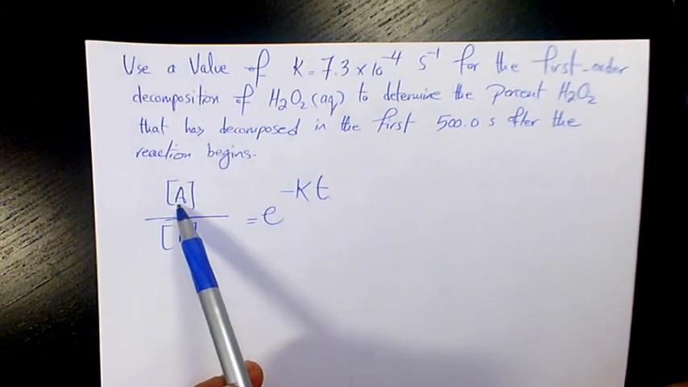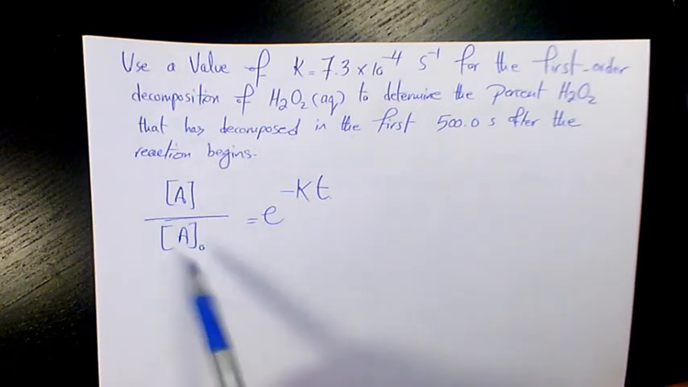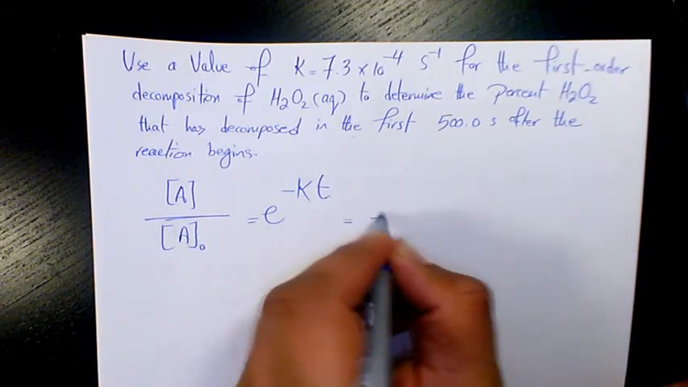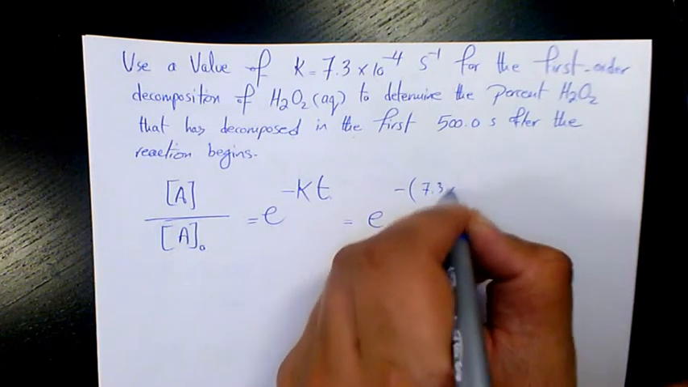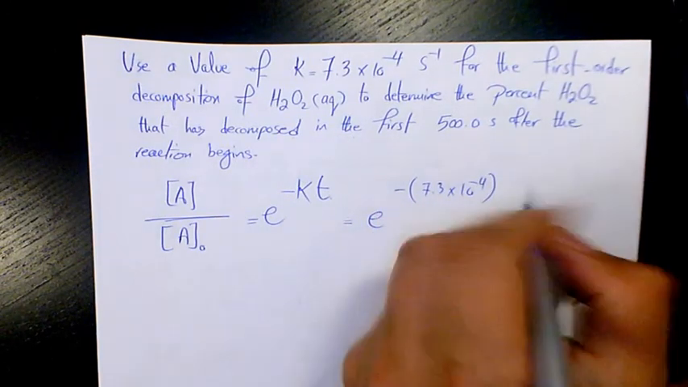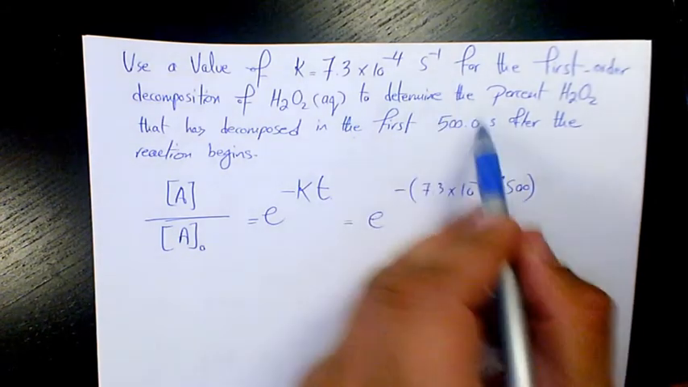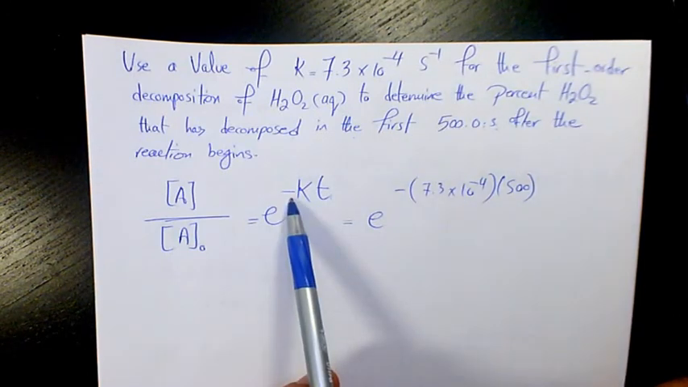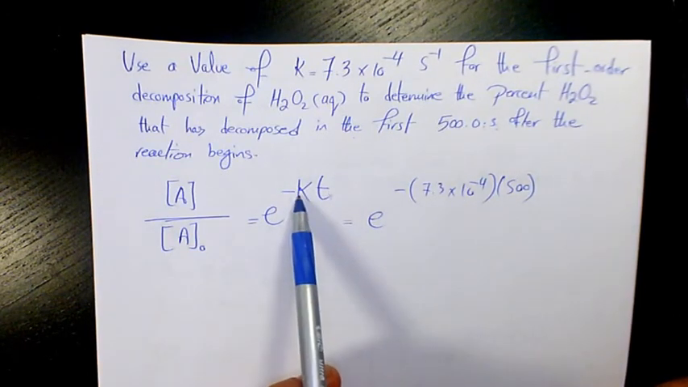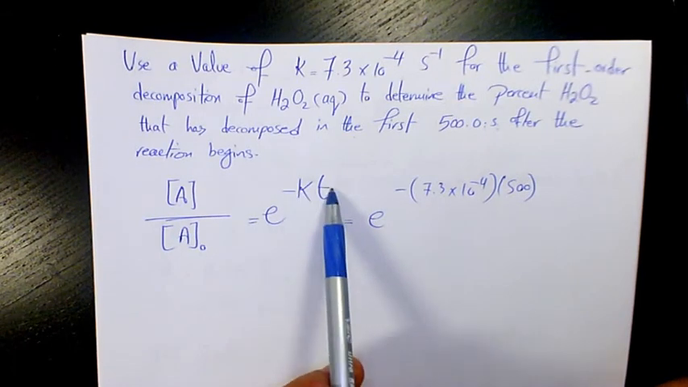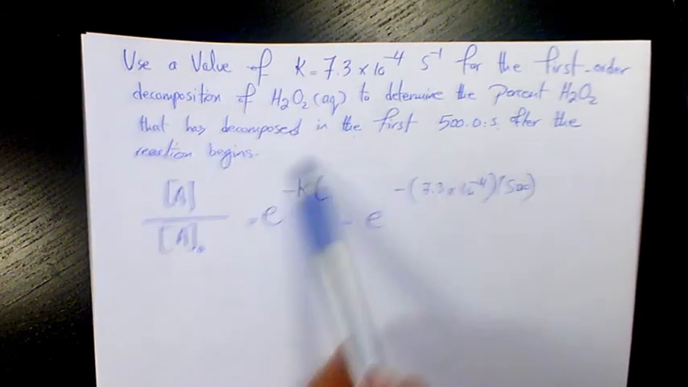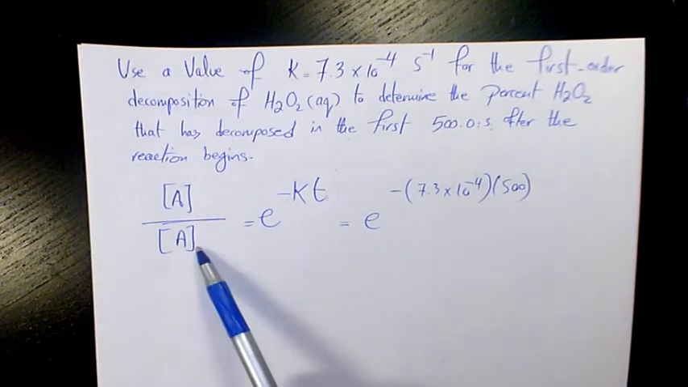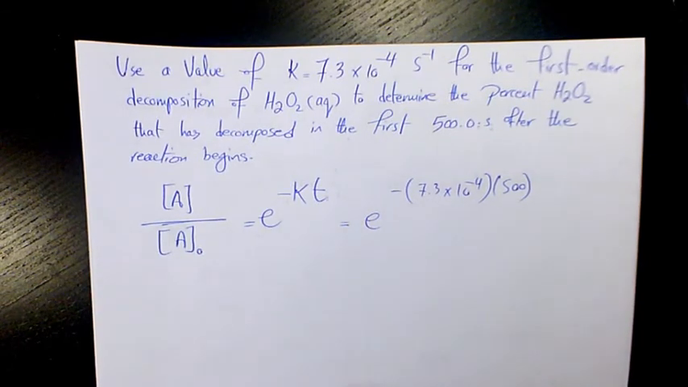This A is showing the remaining concentration. You need to find out the difference, and based on that we can find out the percentage. So that's going to be e to the power of negative, K is given 7.3 times 10 to the power of negative 4. Time is given, which is 500. You need to make sure that the units match. If this one is seconds, this one is going to be 1 over second. If this one is minute, this one has to be 1 over minute. If this one is 1 over hour, this one has to be hour as well, because the whole thing is going to be unitless. Why does it have to be unitless? Because here we have concentration over concentration. So both sides have to be unitless.